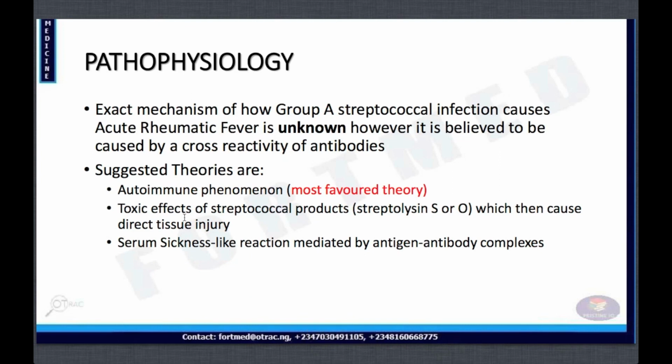The pathophysiology is largely unknown. However, there are suggested theories, and of these suggested theories, the most favored theory is that it is an autoimmune phenomenon, which we would see in subsequent slides. Other suggested theories include the toxic effect of streptococcal products, that is, the toxins of the bacteria. Another theory is the serum sickness-like reaction. However, these are not as supported as the autoimmune phenomenon.